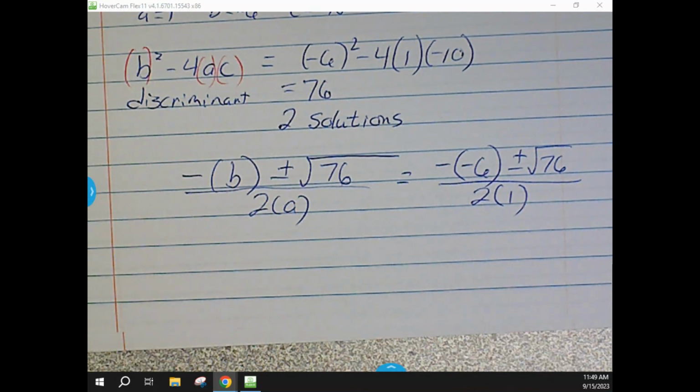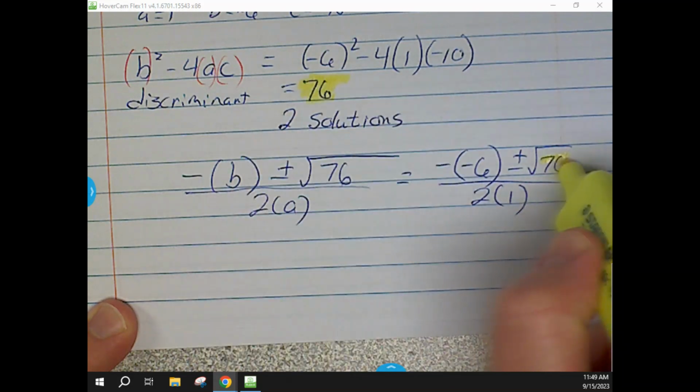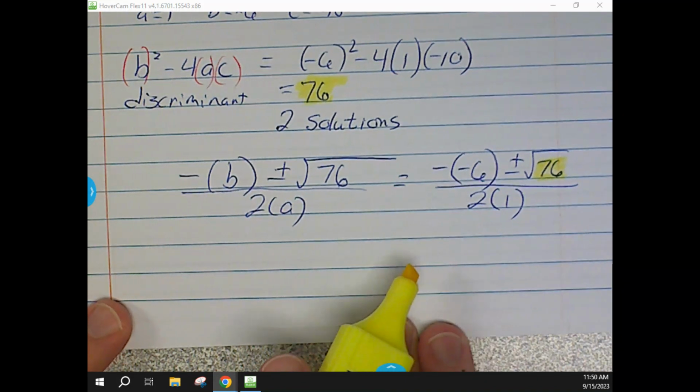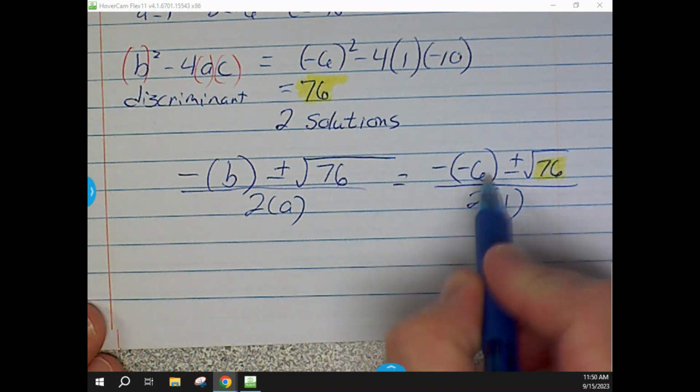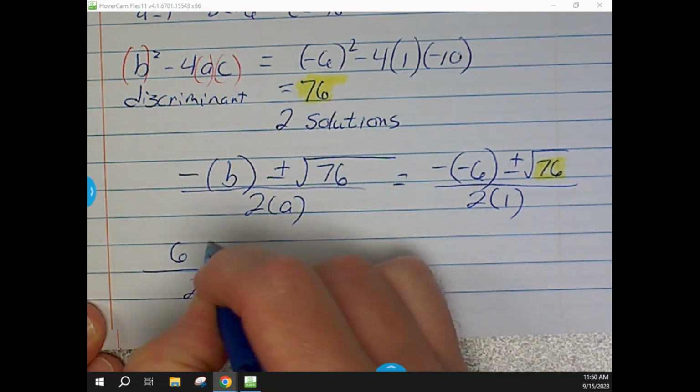Again, the whole reason we do the discriminant separately is that if you try to do this on a calculator and put all this stuff in, it's not going to let you do that. There's too much stuff going on there. So we've got to break it down into little pieces. So we're going to do the inside of the square root first. Okay, the minus negative makes that a positive 6. 2 times 1 is 2.